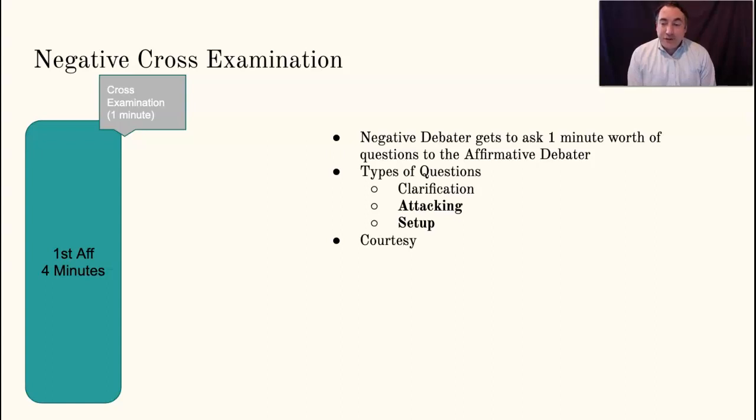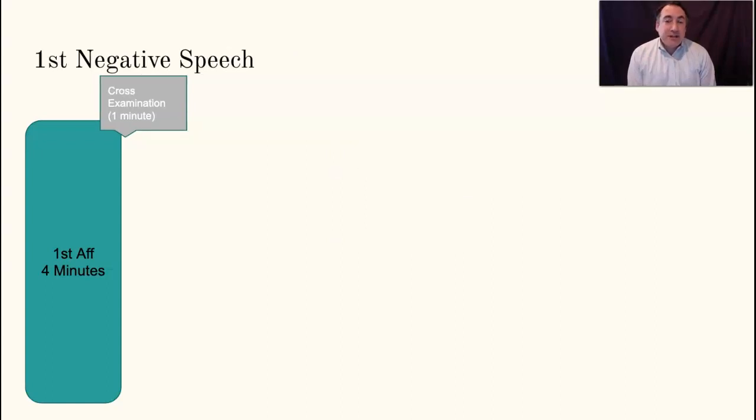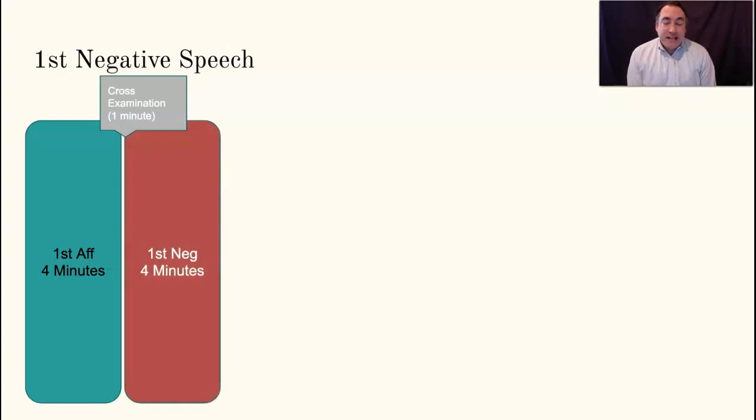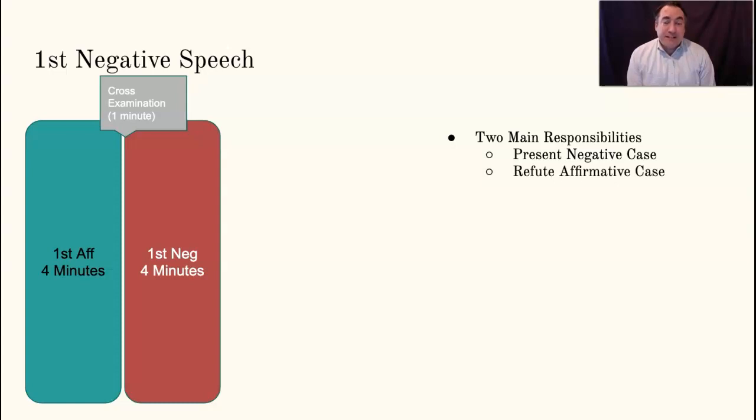Okay, following the first affirmative speech and the negative cross-examination comes the first negative speech. And this is the first debate speech where you're going to have to do some impromptu argumentation, because you're going to have 2 main responsibilities: present your negative case that you've prepared ahead of time, but also refute the affirmative case. Now, you're not going to know what the affirmative case is until you hear the first affirmative speech. So this is where doing a lot of research on the topic and preparing ahead of time will prepare you to answer the arguments that the affirmative is going to present.